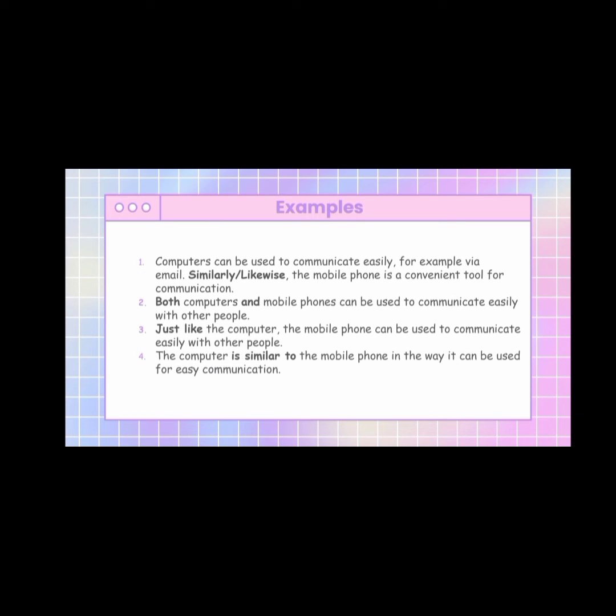Slide 7. Number 1. Computers can be used to communicate easily, for example via email. Similarly, or likewise, the mobile phone is a convenient tool for communication. Number 2. Both computers and mobile phones can be used to communicate easily with other people. Number 3. Just like the computer, the mobile phone can be used to communicate easily with other people. Number 4. The computer is similar to the mobile phone in the way it can be used for easy communication.